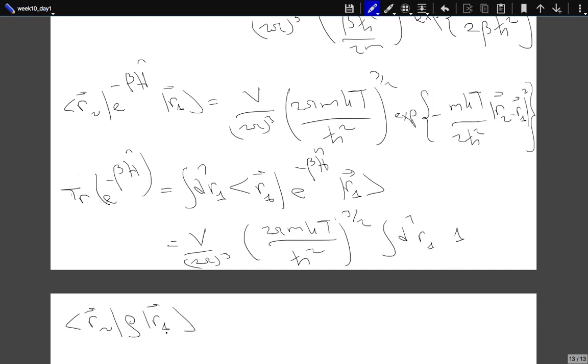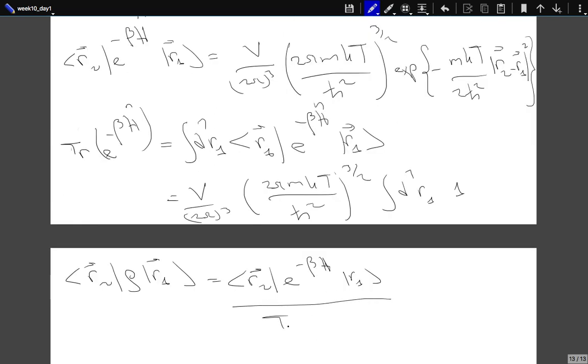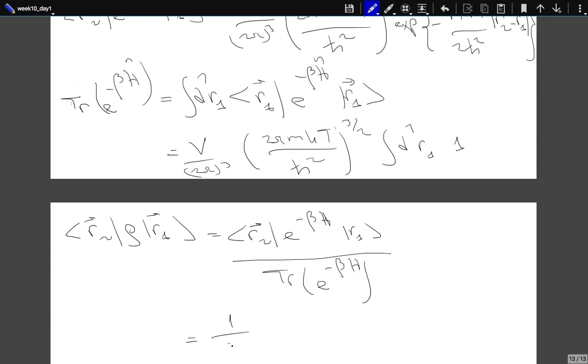Now we can write down the matrix element of the density matrix finally. This is equal to R2, e to the power minus beta H, R1, divided by the trace of e to the power minus beta H. You see, the trace of e to the power minus beta H is nothing but this term multiplied by V. So when I divide, this matrix element is just 1 over V times the exponential of minus m kT over twice h bar squared, (R2 minus R1) squared.